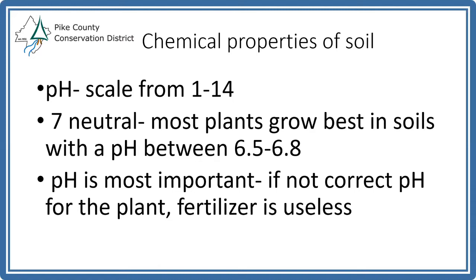The pH scale runs from 1 to 14, with 7 being neutral. Most plants grow best in soils with a pH between 6.5 and 6.8. pH is most important. If the pH is not correct for the plant, the fertilizer is useless. A lot of people like to just throw fertilizer on plants if they're not doing well, when really it's a matter of the pH. If the pH is not correct, those plants cannot take up any nutrients in the soil, no matter how much you put down.